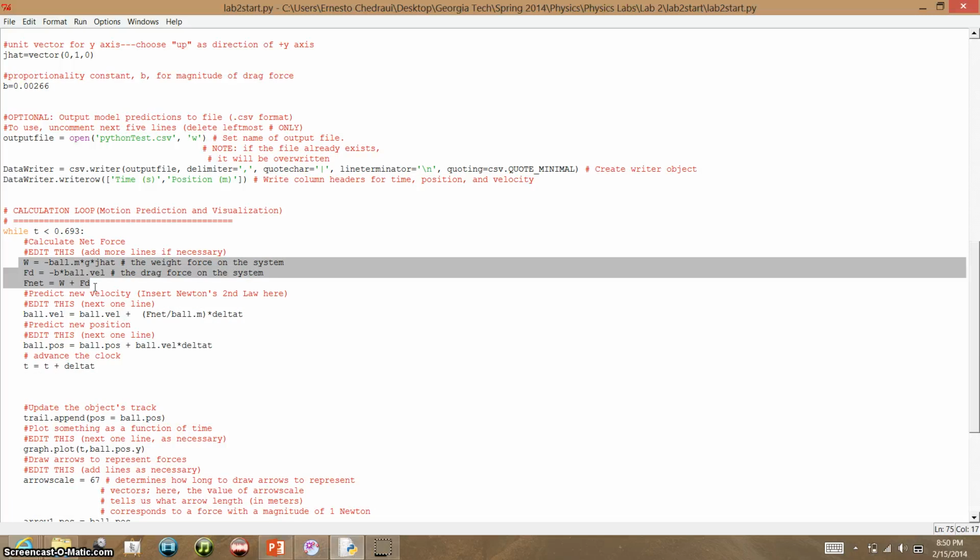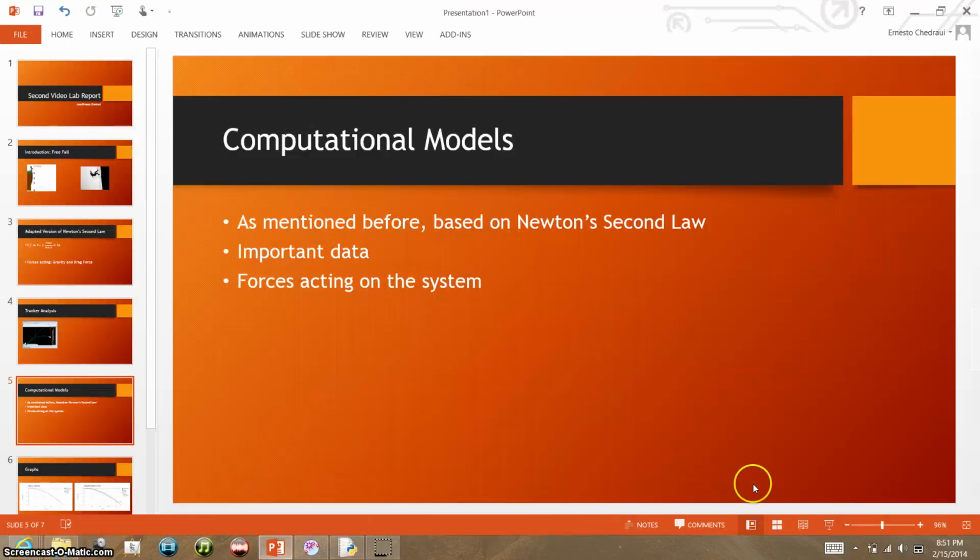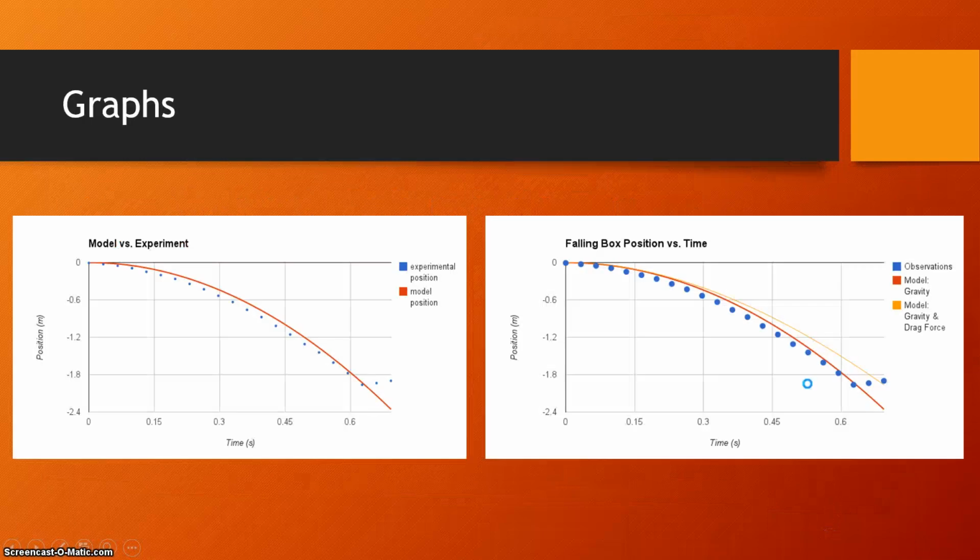This time for the computational models, there are some forces acting on the system. The net force is not equal to 0. For the first computational model prediction, only gravity is taken into consideration for the sum of the forces acting on the object falling. Here is the graph yielded from such a model. For the second computational model, drag force is also taken into consideration for the net force acting on the system. Here is the graph comparing both predictions and the actual experimentation.